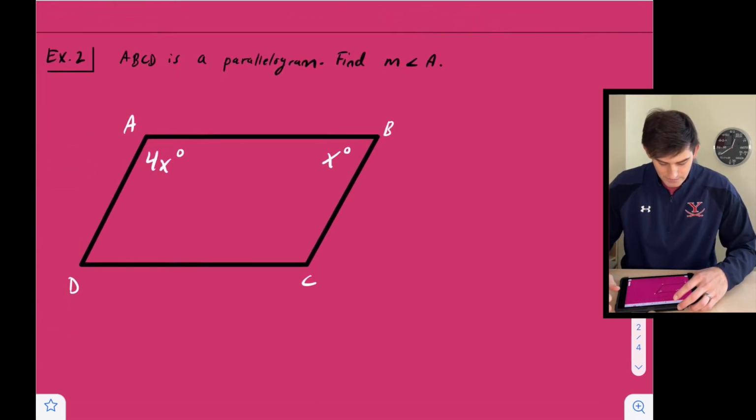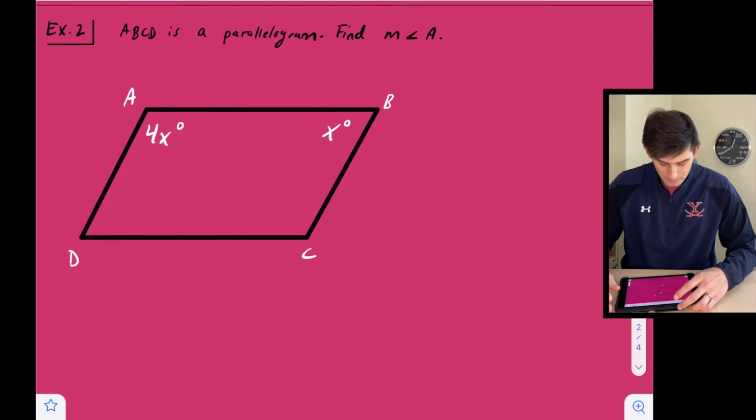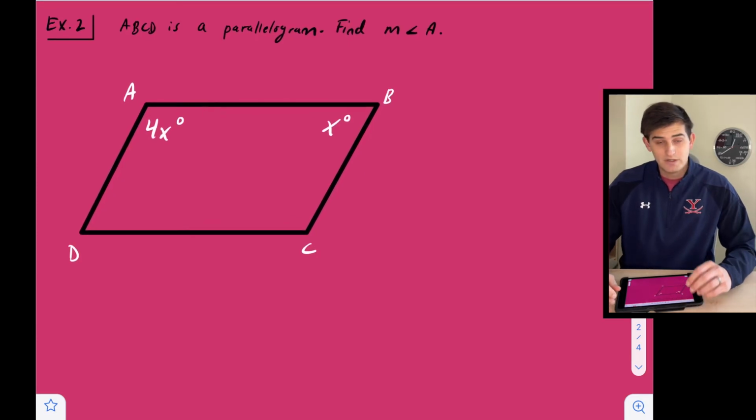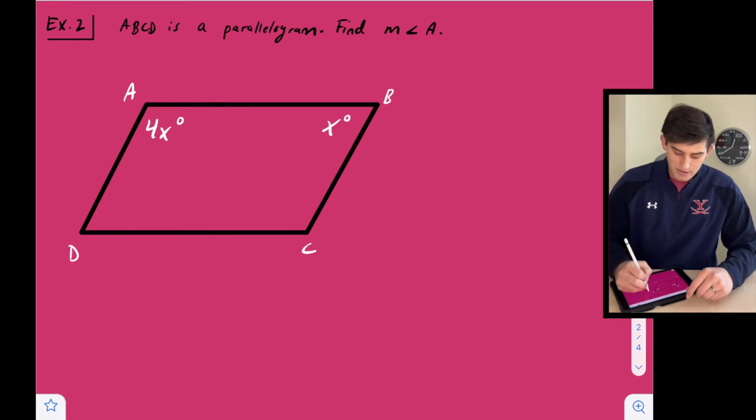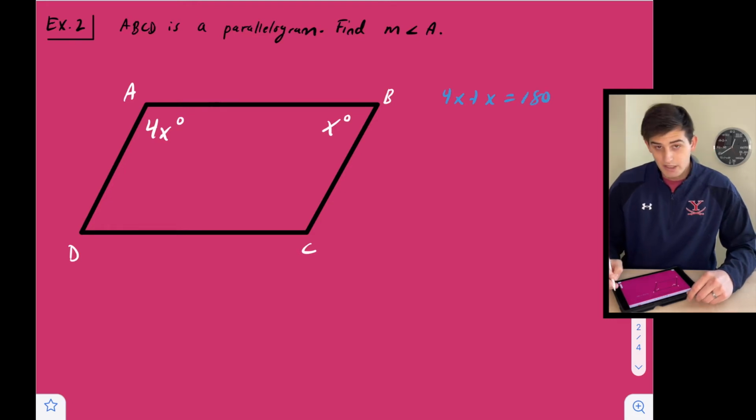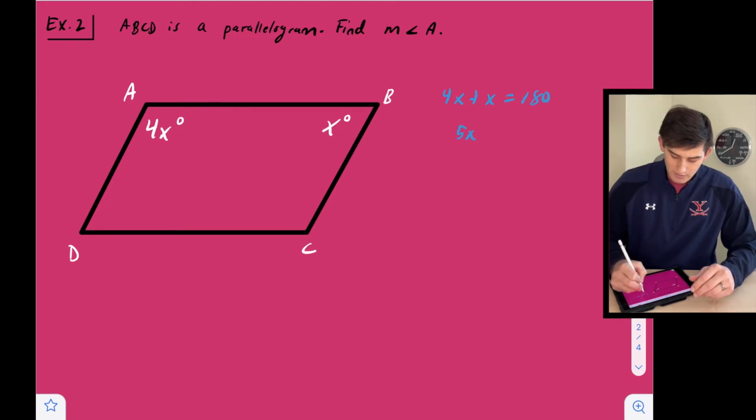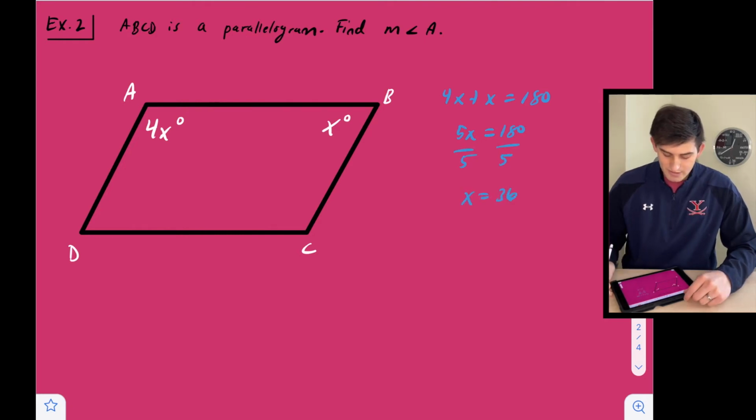Example number 2 says ABCD is a parallelogram. Find the measure of angle A. So now notice what type of angles we have here. We have consecutive interior angles. So we know these two angles are going to be supplementary, which means when we add them together, they equal 180 degrees. So 4x and x would be 5x. And now we can divide both sides by 5. And we get x equals 36.